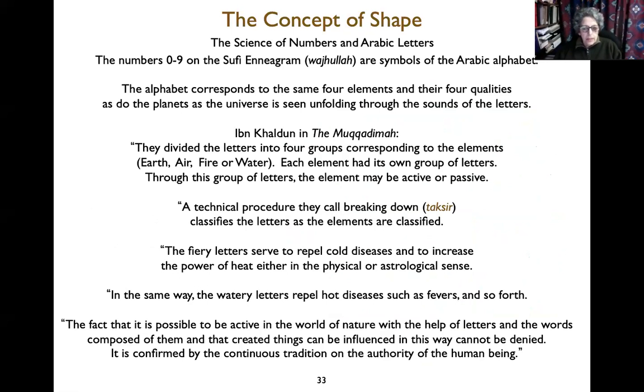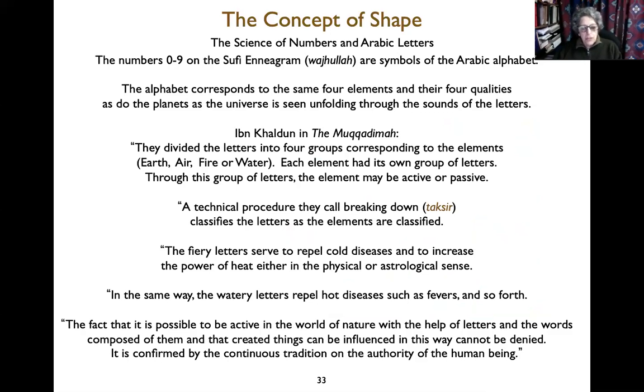Okay, so we're continuing with the concept of shape and the science of numbers in Arabic letters. The numbers 0 to 9 on the Sufi Enneagram, or Vajullah, are symbols of the Arabic alphabet. And as we said before, it doesn't work with any other alphabet because, for instance, Persian has 32 letters, Hebrew has 22 letters. So it only works with the Arabic alphabet, because the 28 also relates to the 28 stations of the moon, which Al-Buni goes into in great detail.